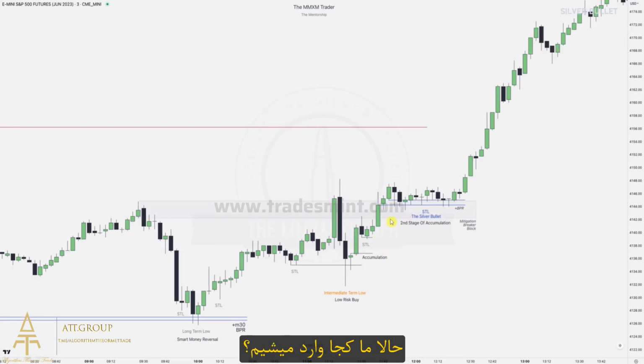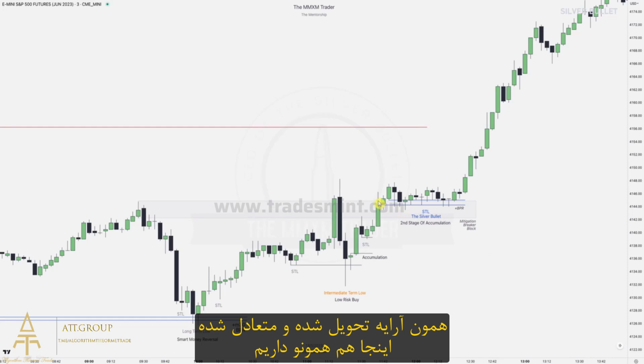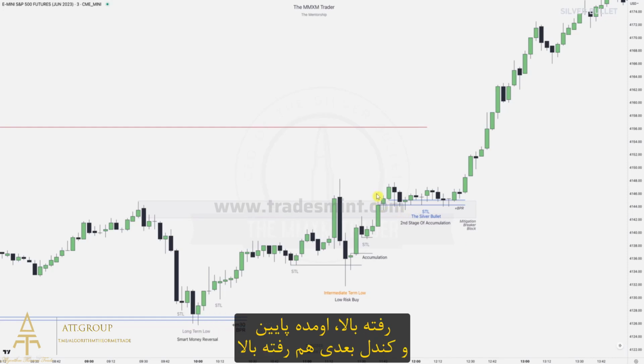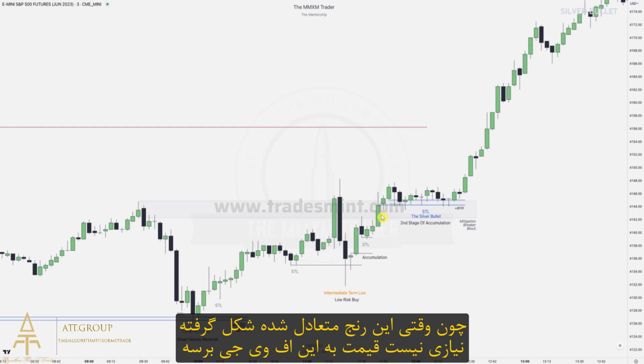So where do you get in? Again, we have that BPR, just like that on the 30-minute time frame, that redelivered rebalanced PD array. Same thing over here. We have that up, down, and then the next candle up. And then we can outline this gap over here, leaving a breakaway gap too, because we don't need to go into this fair value gap once there is a BPR formed above it.